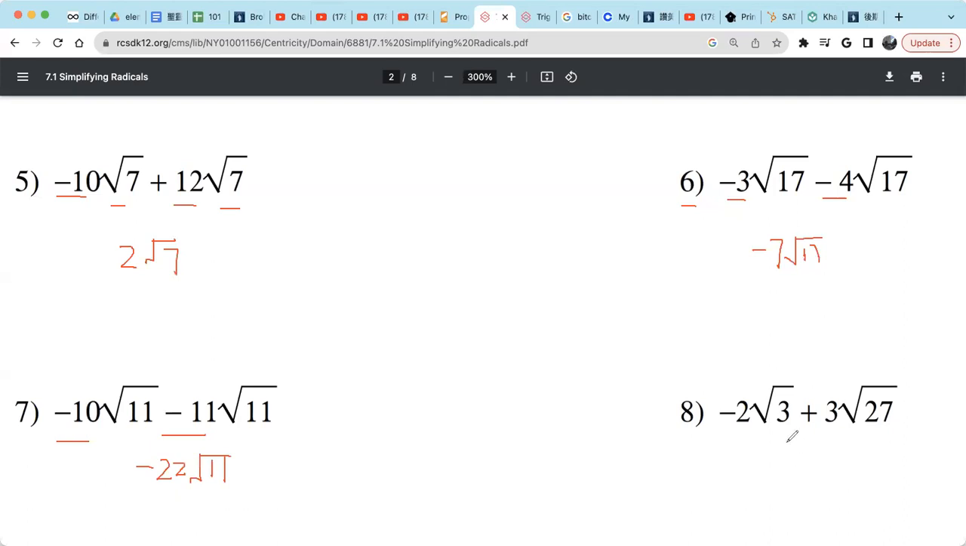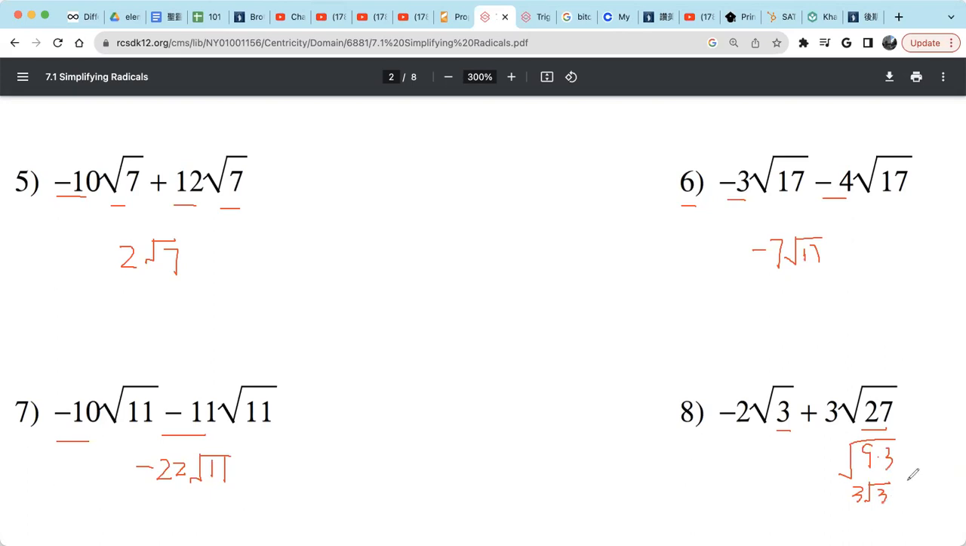And here, okay, number 8 is different from the previous ones. Do we have like radicals? Not yet, right? The radicand here, the first one is 3. The second radicand is 27. But 27 can be simplified. It's 9 times 3. The square root of 9 is 3. So we get a 3 radical 3 for square root of 27.